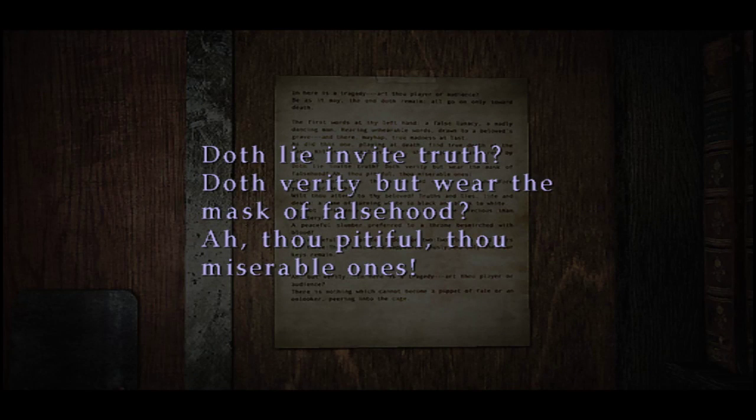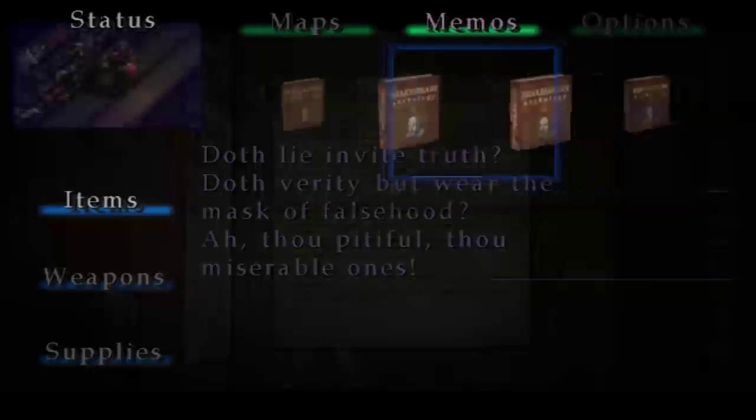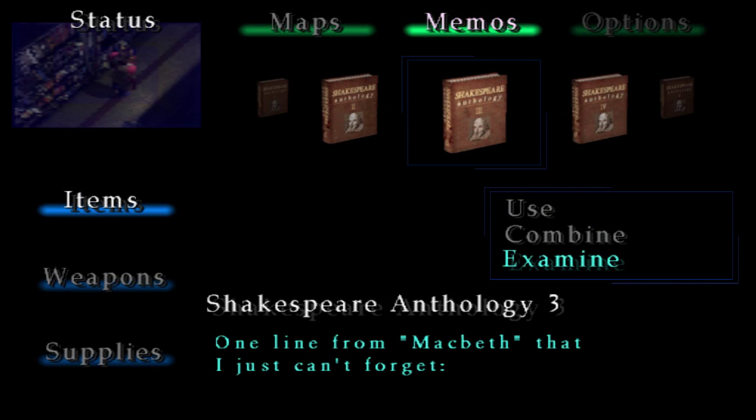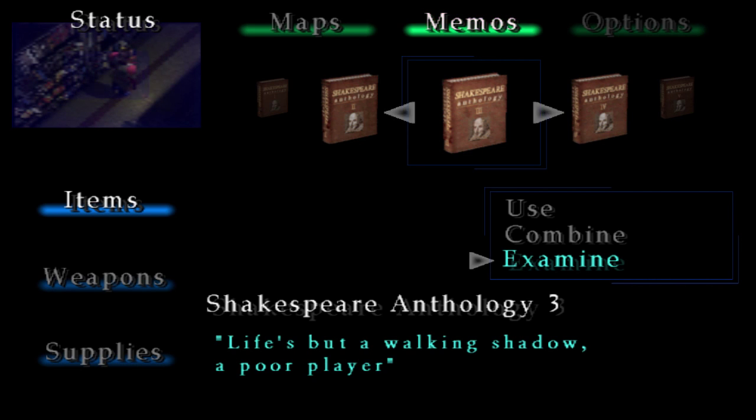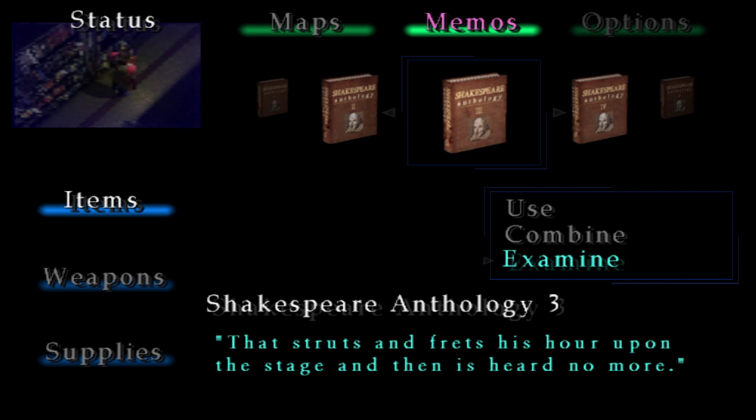Doth lie invite truth? Doth verily but wear the mask of falsehood? Thou pitiful, thou miserable ones. The third verse refers to Macbeth, which is in Anthology 3. People probably would know this one too if you've taken a class on classic English literature.